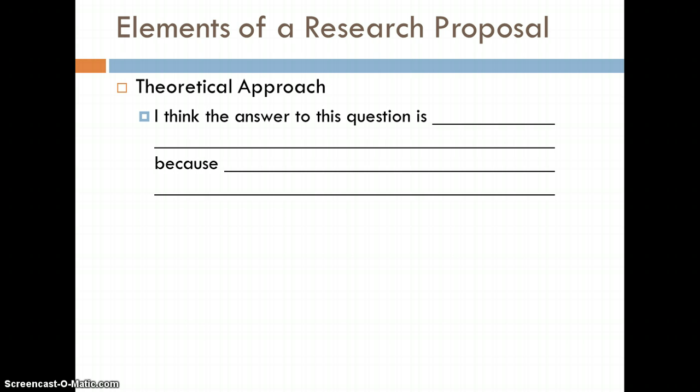Theoretical approach. I think the answer to this question is, and then because. Well, I think the answer to the question actually is the social context thing. I think the answer to the question is that the social context limits girls' opportunities outside of school because of the way that it's set up, the tradition, the culture, the history in the region. And as a result, girls tend to perform more highly in schools because that's where the opportunity structure really exists for girls. That's a lengthy answer.